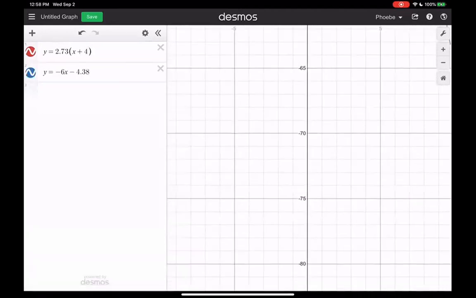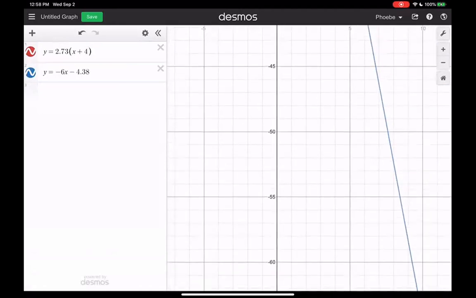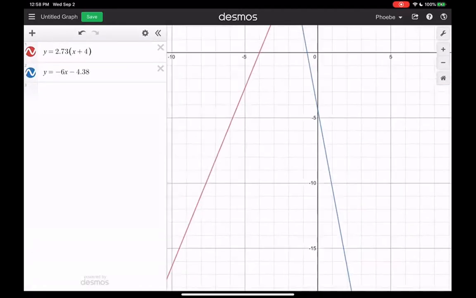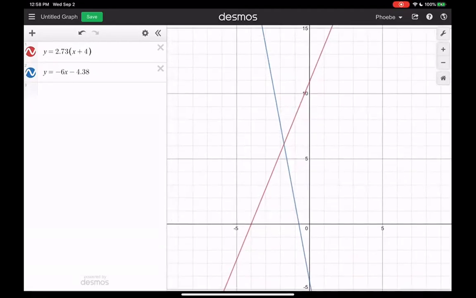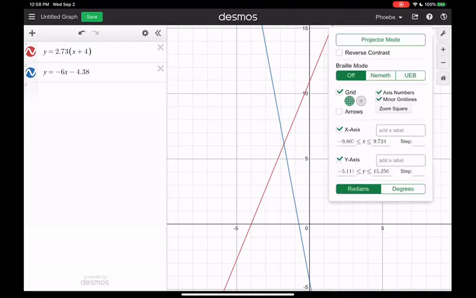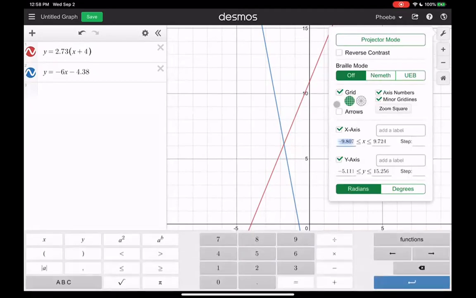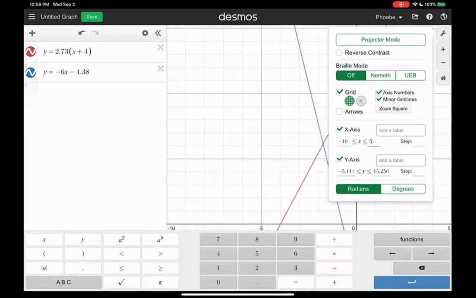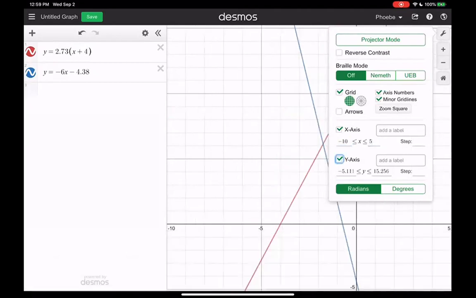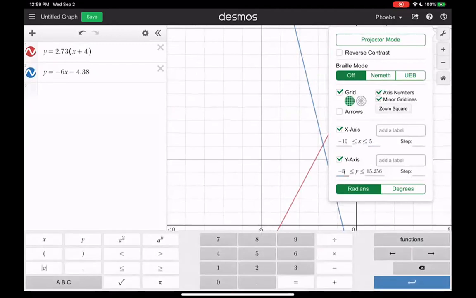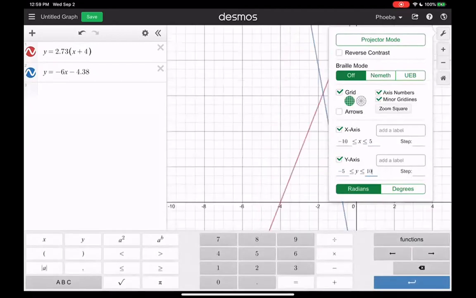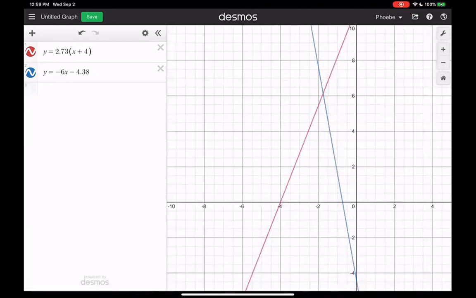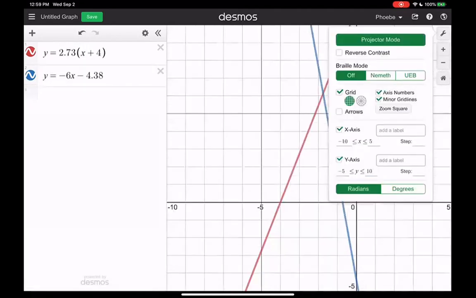Why not? Because I'm someplace really strange. There we go. I can kind of pinch and zoom. And so there are my two lines. And if you just want to change the window in Desmos, you can hit that little toolbar and you can type in whatever you want. So I could go, say, from -10 to 5, and maybe the y-axis from -5 to 10, I can do that. And actually, let's turn on projector mode so those are a little darker.